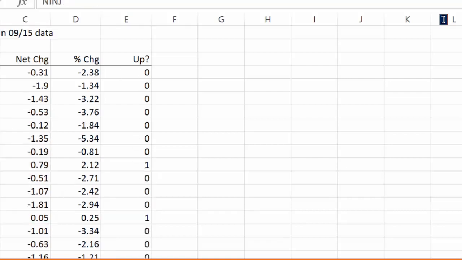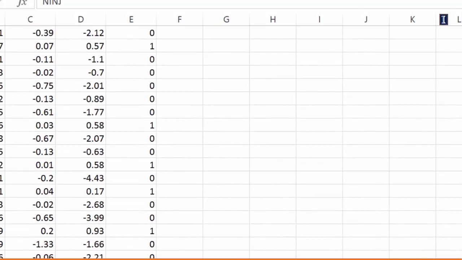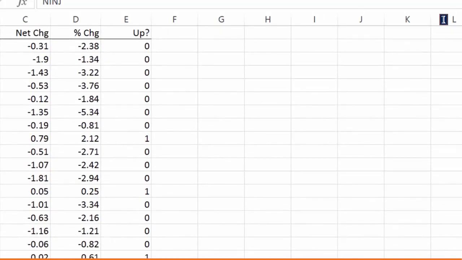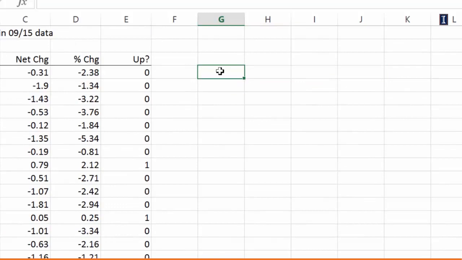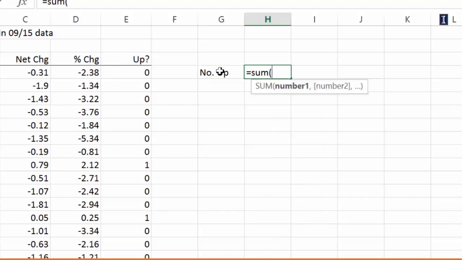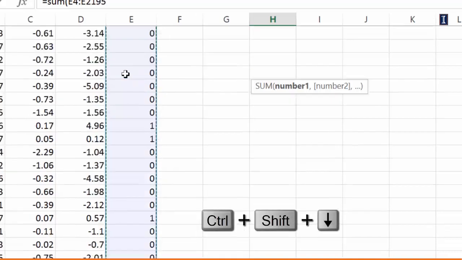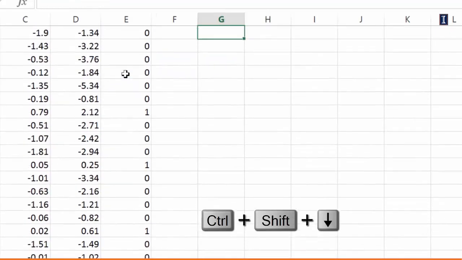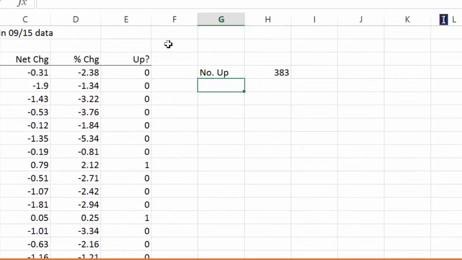So again, we have all of the stocks at that day, which is over 2,100 stocks recorded here. So first, I'm going to find out how many went up. I'm going to say number that went up. And that number is simply sum of everything here. Remember, they get a 0 if they didn't go up. So if I add all the ones, I will find out what was total number that went up at the end of that day. So Control Shift down, close the parentheses, return, scroll up to see the number. So 383 stocks on that day went up.